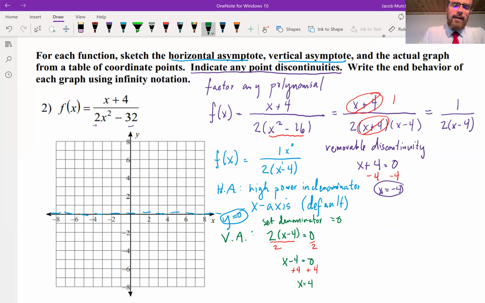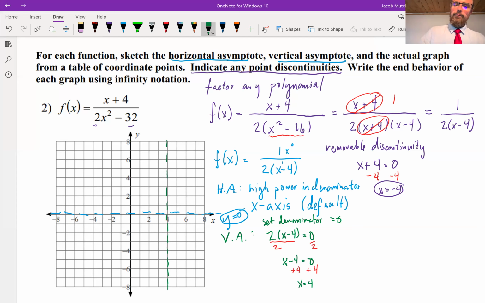So I'm going to graph that one. That is a vertical asymptote passing through the x-axis at positive 4. And that really kind of fleshes out the structure of my graph. So at this point, we're ready to plot that actual graph.